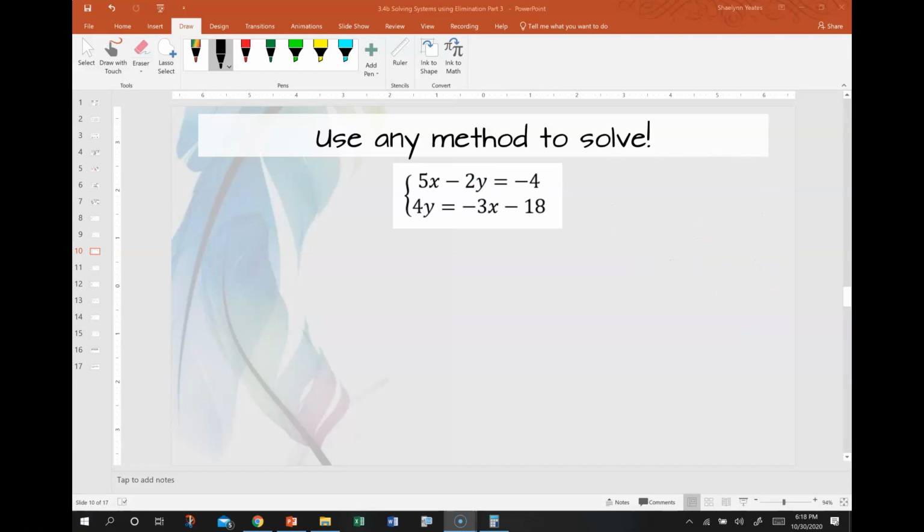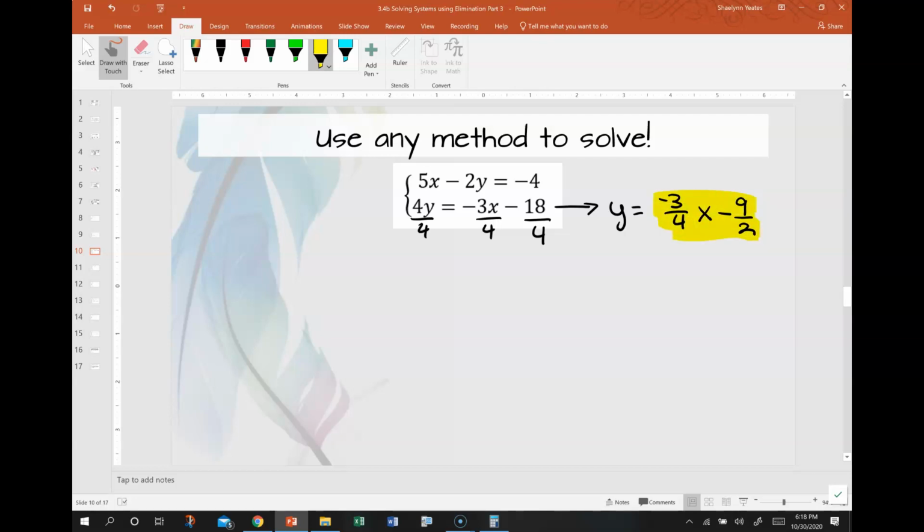All right, we're going to use the substitution method to solve this one. So we're going to divide this second equation. We're going to divide every piece by 4. We're going to get y equals negative 3 over 4x minus 18 over 4, which becomes 9 over 2. Okay? And these are kind of gross fractions, but we'll be okay.